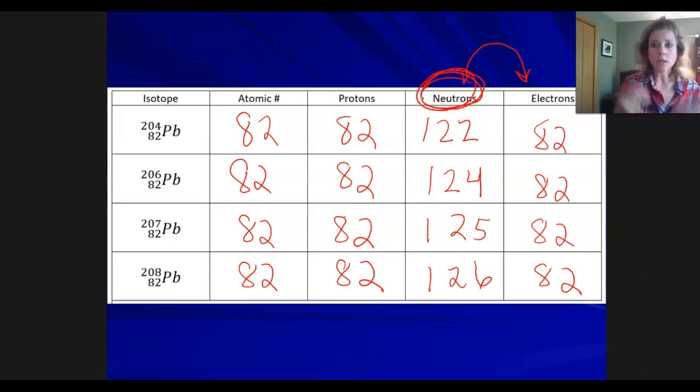Remember, all of these different forms of lead, they're still lead. The only difference is that some of them have more neutrons than the others. Our isotope with the smallest mass, lead-204, has only 122 neutrons. It's still a large atom. Lead-206 has 124 neutrons. Lead-207 has 125. And lead-208 has 126. So again, make sure that you're looking at the right column when you are checking those answers.